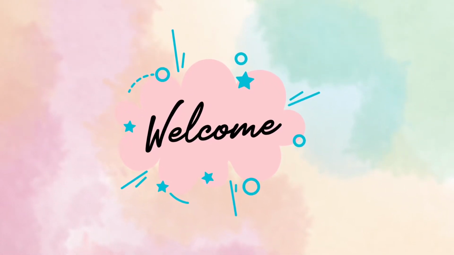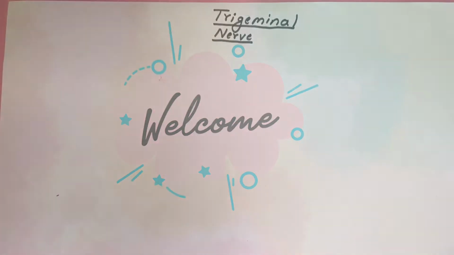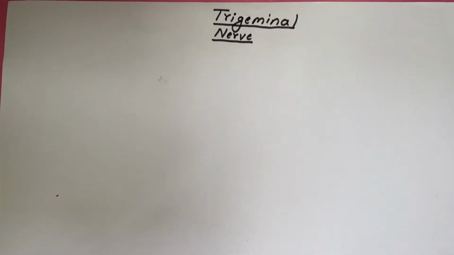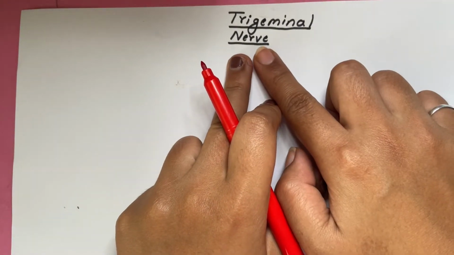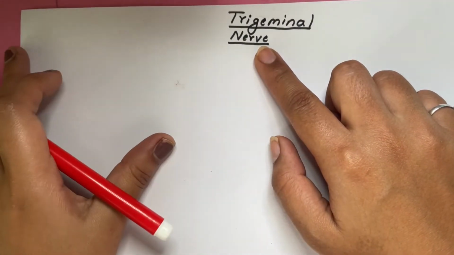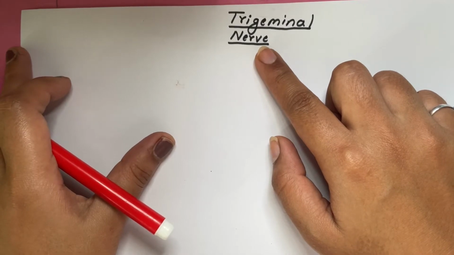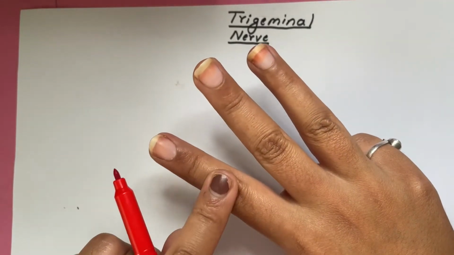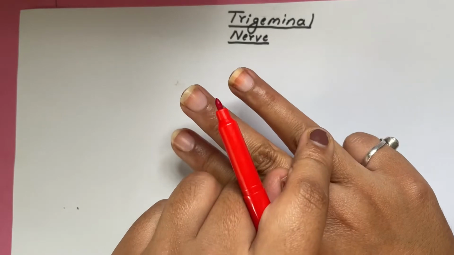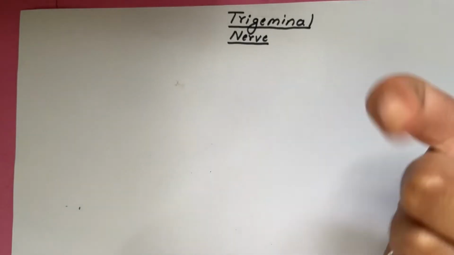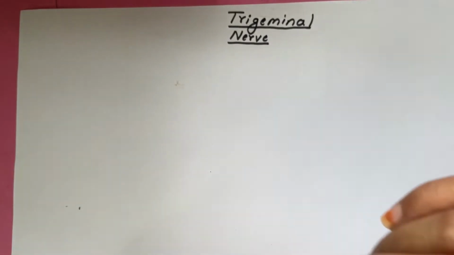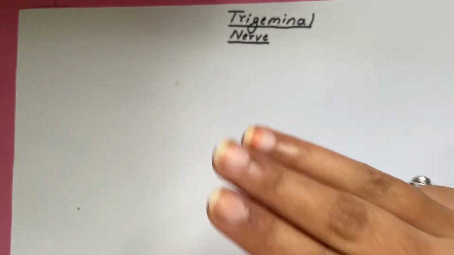Today we are going to learn about a very important topic, that is the trigeminal nerve. Let's get started. As we know, the trigeminal nerve is the largest cranial nerve and it consists of three branches: ophthalmic, maxillary and mandibular. In this video we are going to discuss only the ophthalmic nerve. In part 2 we are going to learn about the maxillary nerve, and in part 3 the mandibular nerve.